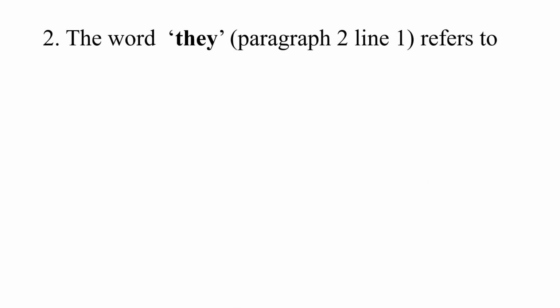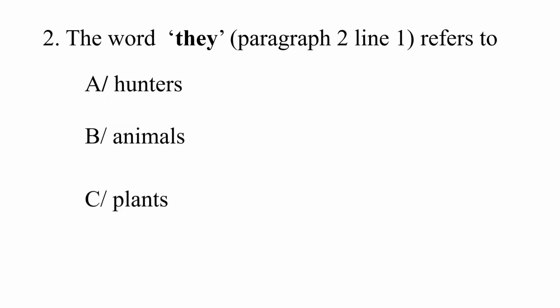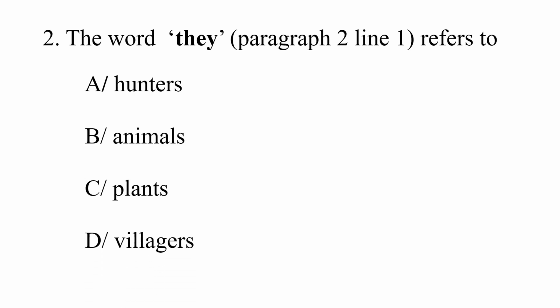Question number two. The word "they" in paragraph 2, line 1 refers to: A. Hunters, B. Animals, C. Plants, D. Villagers. The answer will be A, that's hunters.